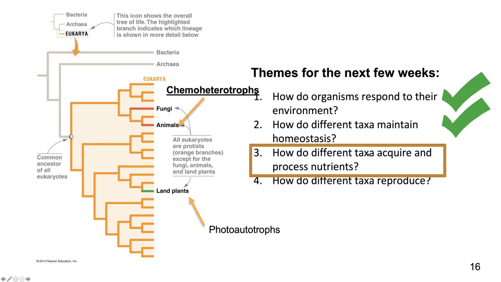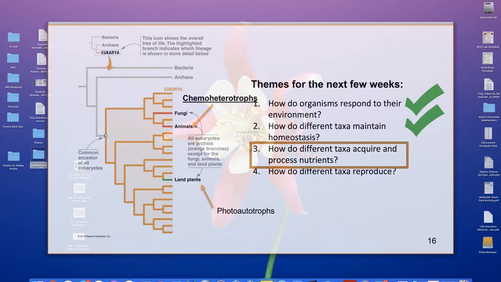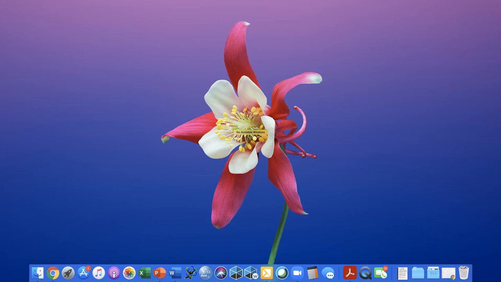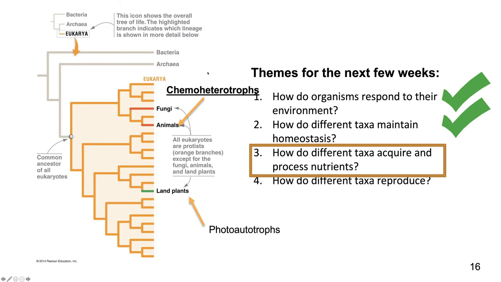So we've been talking about how different organisms acquire and process nutrients. In previous lectures, we've talked about photoautotrophs, or the land plants. In this lecture, we're going to continue to talk about the chemoheterotrophs. In the just previous lecture, we talked about the fungi. In this lecture, we'll begin talking about the animals, which are another example of a chemoheterotrophic group.